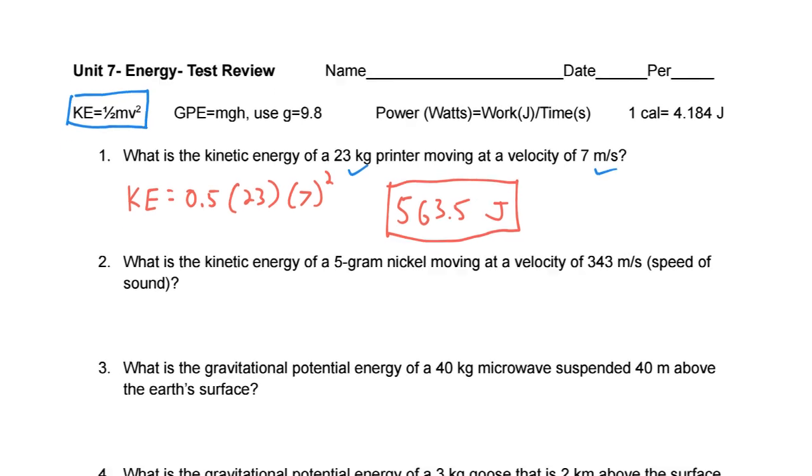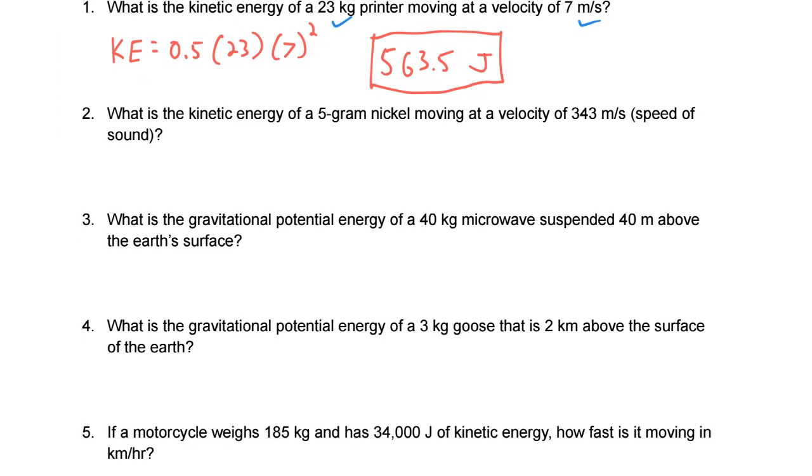All right, let's try the next one. So a 5-gram nickel. So now the formula won't work because this isn't in kilograms. I need to do a quick conversion of 5 grams to kilograms. So I should know that there's 1,000 grams in 1 kilogram. To evaluate this, I do 5 divided by 1,000, and I get 0.005 kilograms.